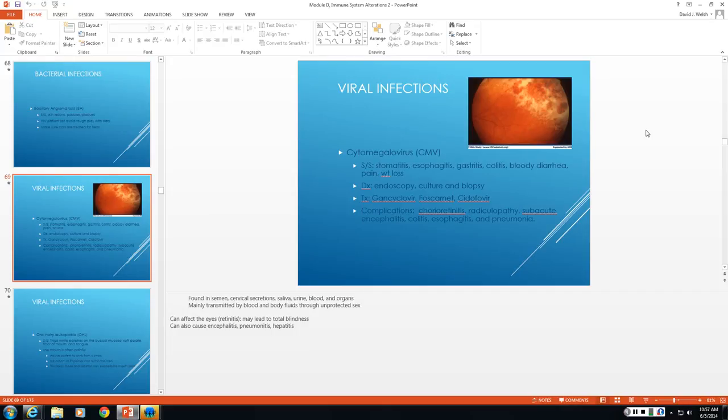So signs and symptoms are going to be stomatitis, esophagitis, gastritis, colitis, bloody diarrhea, pain, weight loss. Diagnosis is going to be done through an endoscopy or culture and biopsy. Treatment is going to be ganciclovir, foscarnet, or cidofovir. Excuse me.